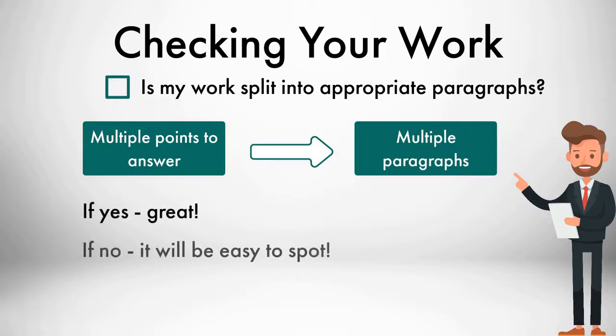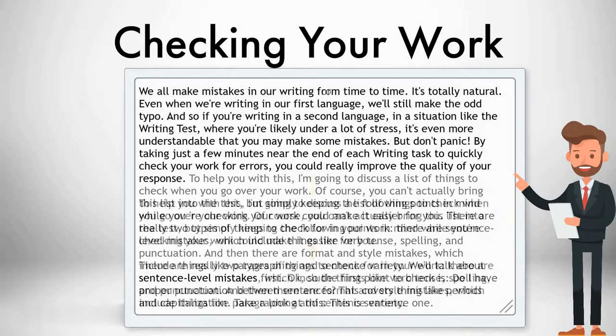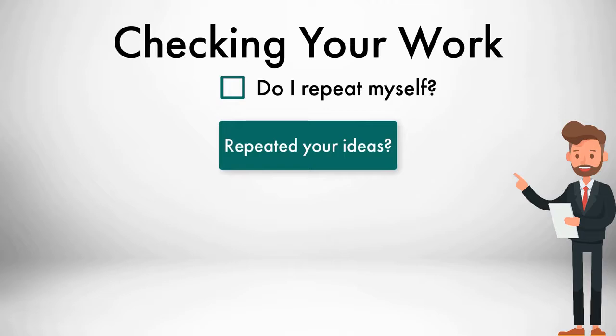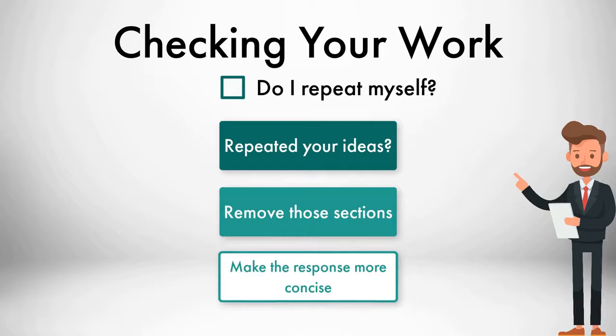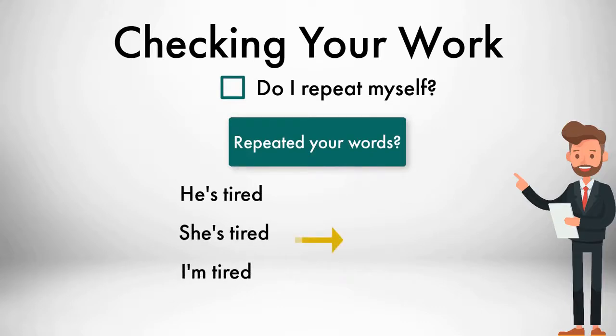If no, then it'll be pretty easy to spot, since your response will likely be one big block of text. But this is easily fixed. Next, do I repeat myself? This point is especially useful if you've gone over 200 words. If you've repeated your ideas in parts of your text, you should remove those sections in order to make your response more concise. If you have used the same words several times, you should try to replace them with words with similar meanings, in order to show the raters the range of your vocabulary.